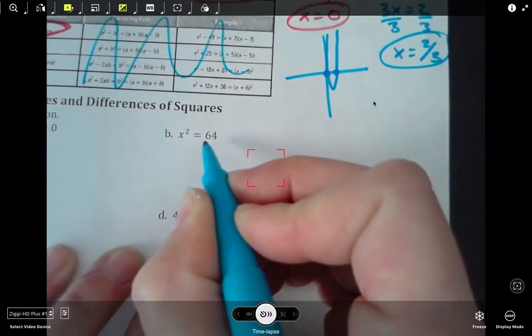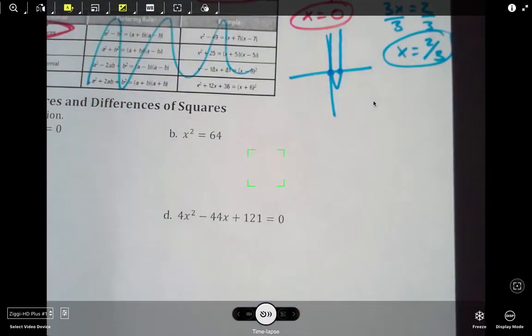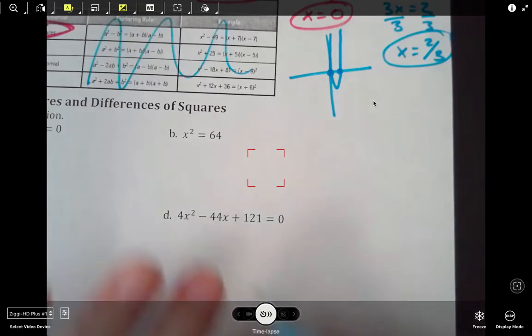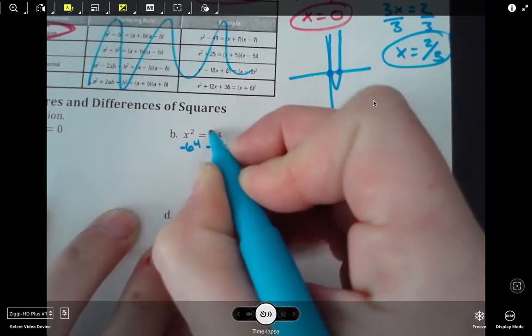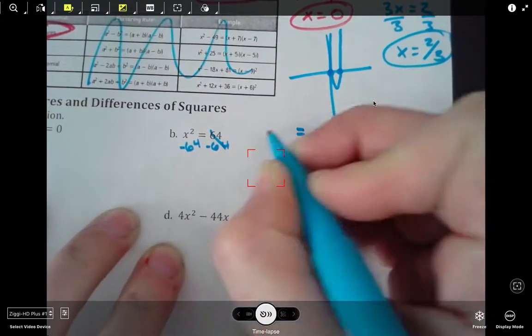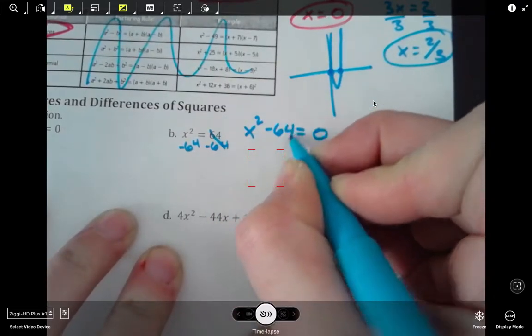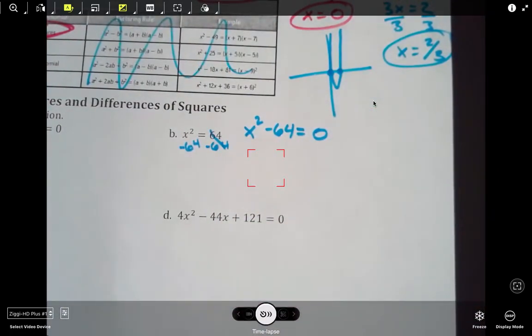X squared equals 64. I want to factor it down. You can do this a different way, but I'm going to show you the difference of squares method. So I want to get this 64 onto the same side as the x squared, so I have 0 over here. X squared minus 64 equals 0. I have to get one side equal to 0.